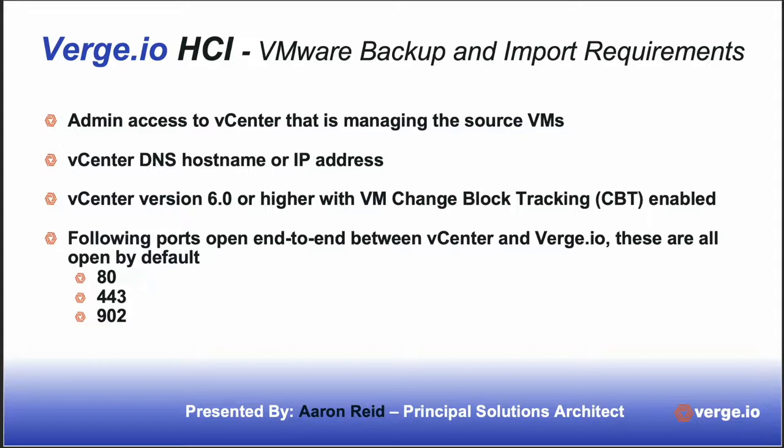First, you need admin access into the vCenter that is managing the source VMs. Second, you need the vCenter DNS host name or IP address to get access to that vCenter. Third, you need the vCenter version to be 6.0 or higher with the VM change block tracking enabled and supported. And lastly, you need the following ports open end-to-end between your vCenter and your VergeIO. These are all open by default, but sometimes these can be locked down in more secure environments. Port 80, port 443, and port 902. And with that, we'll go ahead and get started with the process.